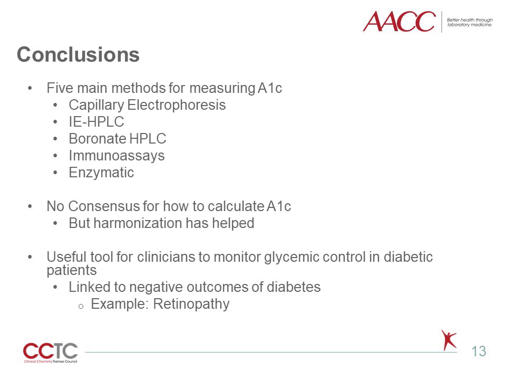However, harmonization has helped alleviate several of these differences within the normal population. Within the hemoglobinopathy populations, issues still arise depending upon which species of hemoglobin are used to calculate hemoglobin A1c. Hemoglobin A1c is still one of the most helpful tools that clinicians have in order to monitor glycemic control of their patients, as it is proportional to the negative outcomes of diabetes, such as diabetic retinopathy.